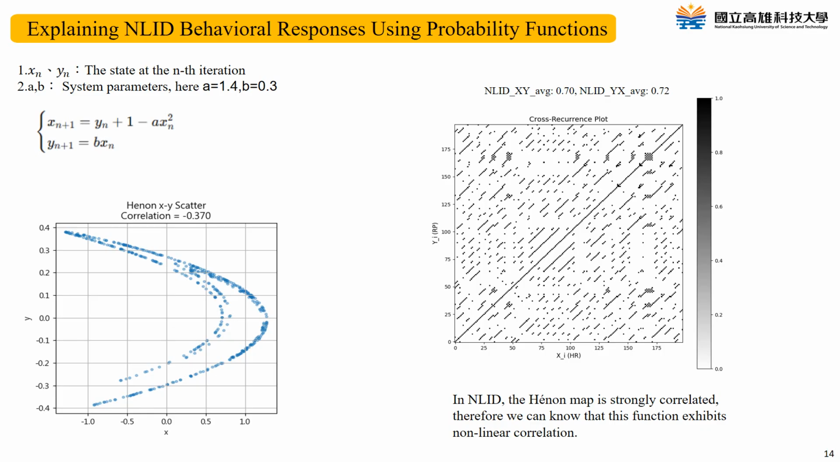Even though the scatter plot shows relatively low linear correlation, the two variables in the Hénon map still exhibit significant nonlinear dependence. In other words, the interaction between x and y is coupled through nonlinear mechanisms, and NLID is able to quantify and capture this nonlinear interdependence beyond the limitations of traditional linear correlation analysis. This clearly demonstrates that in complex systems, relying solely on linear indicators may underestimate the intrinsic dynamic coupling. Nonlinear correlation analysis is therefore crucial for understanding the internal structure of the system and the interactions between signals.